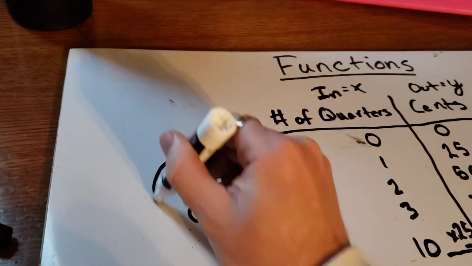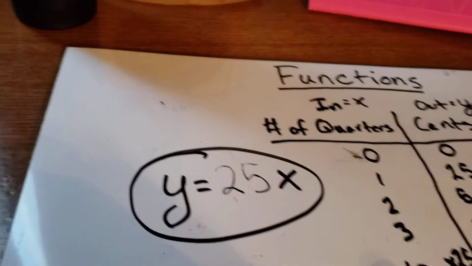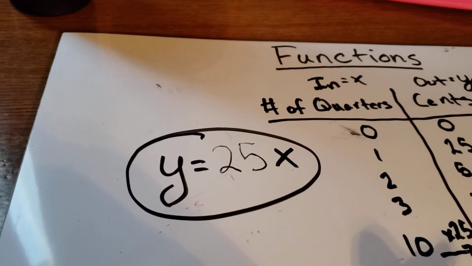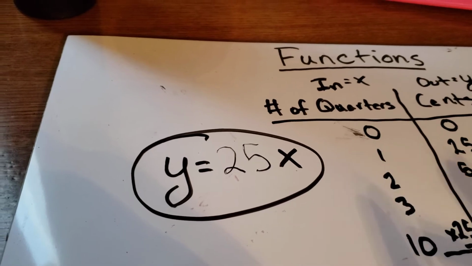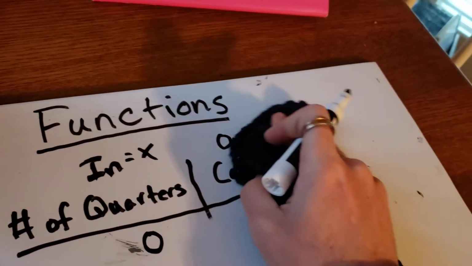So we have created a rule for our function. This would work for any number of quarters. Again, this relationship is constant. If I had 1 billion quarters, I'd take 25 times 1 billion to find the number of cents that I've got. All right, let's look at another one.